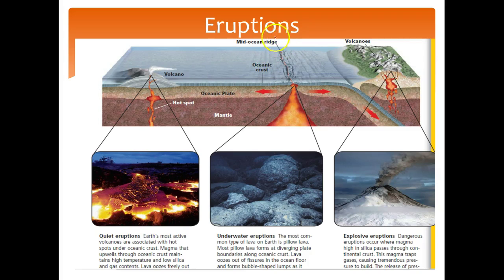Here at a divergent boundary, notice the mid-ocean ridge, we're going to have underwater eruptions where we get the pillow lava. They are going to just come out at the divergent plate boundary. And this is your pillow basalt. Then over here where we have oceanic continental, we're going to get your explosive dangerous eruptions.